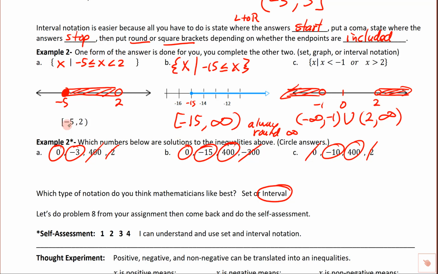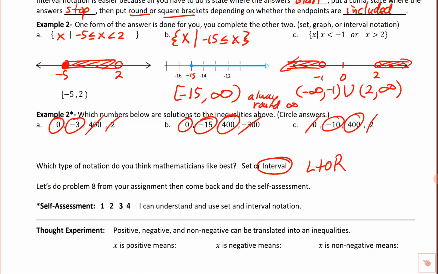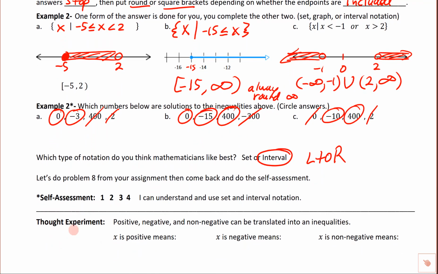You can almost go directly from the interval right to the graph and vice versa because everything's in order. Again, this whole idea from left to right is a big deal. So please make sure that when you're writing things in interval notation, you start on the left and you go to the right. Now, we're going to take a look at problem number 8 from the assignment, and then we're going to come back and we're going to do the self-assessment, and we're going to look at a couple of interesting problems here as a thought experiment.